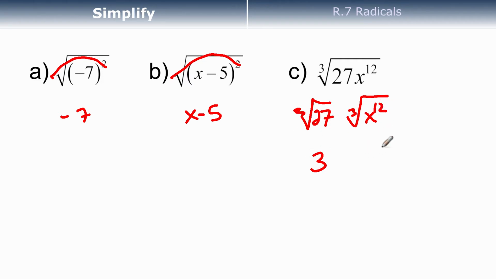So the answer to that part would just be 3. This one here, let me see if I can simplify that. The 3 means I need to have 3 things that are the same inside, and I can take one out. I'll do this the long way.